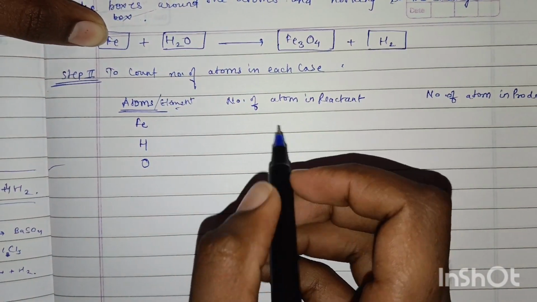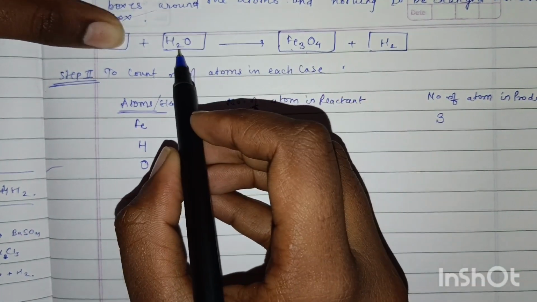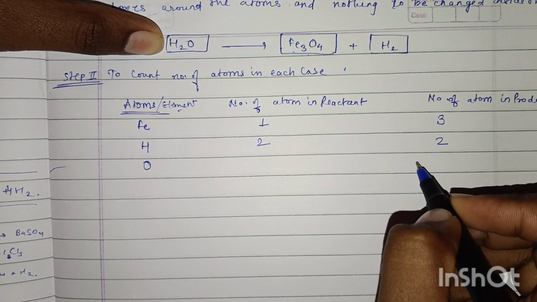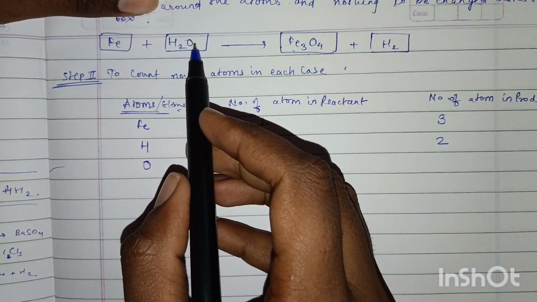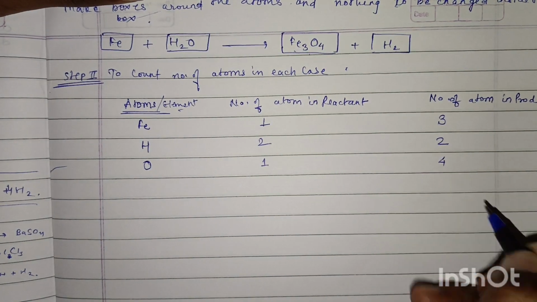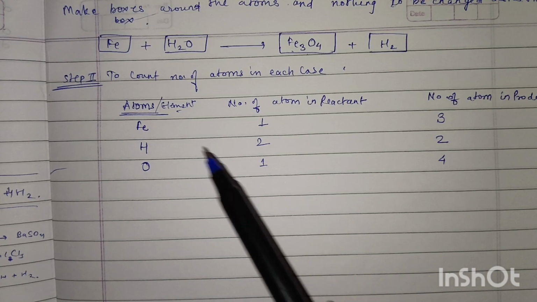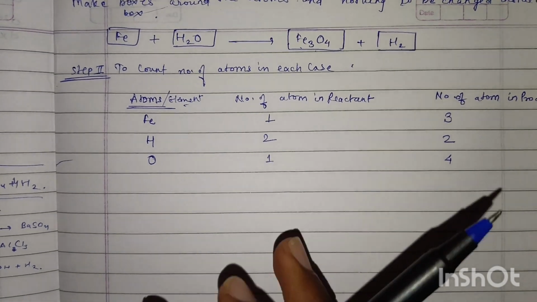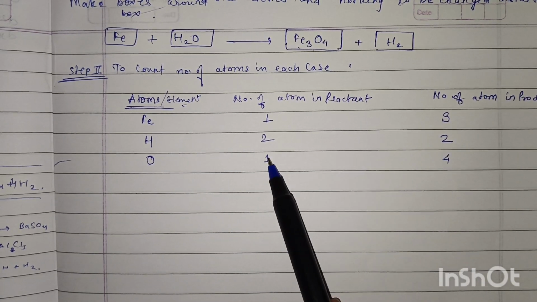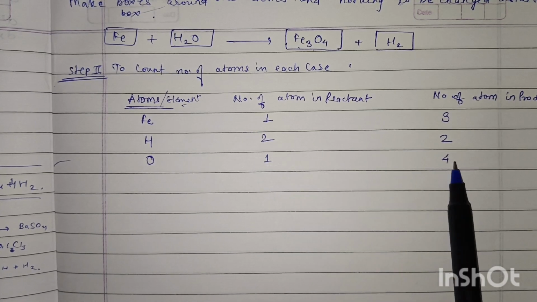Iron here in reactant it is only one, whereas in product it is three, Fe3. Hydrogen is 2, here also hydrogen is 2. Now oxygen. Here oxygen is only 1 and here oxygen is 4. Now which atom has maximum difference? See, hydrogen is balanced, 2 and 2. Oxygen has 1 and 4 whereas iron has 1 and 3. So we will start with the one that has maximum difference.